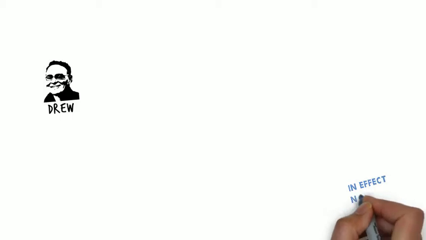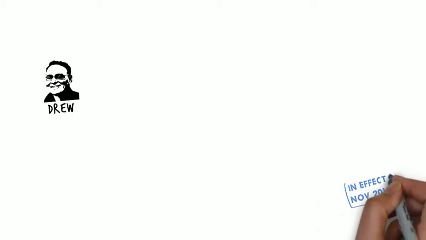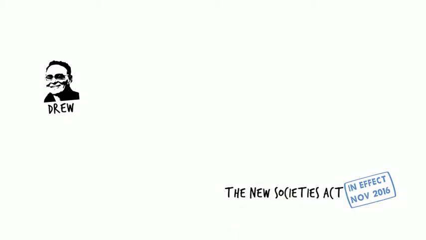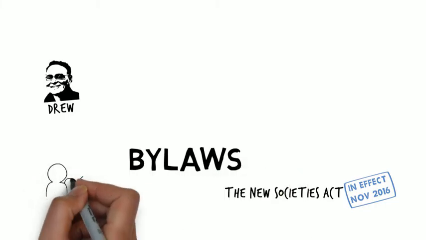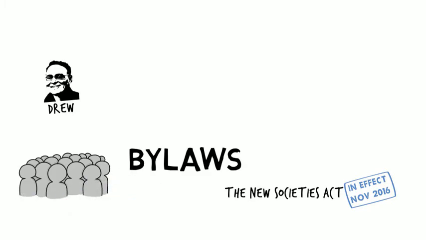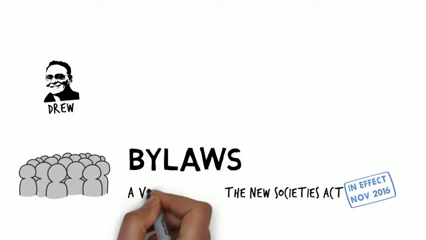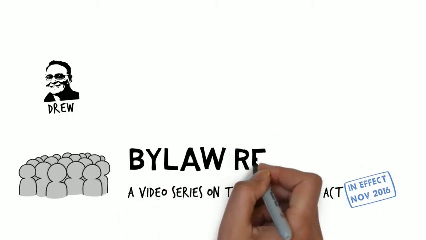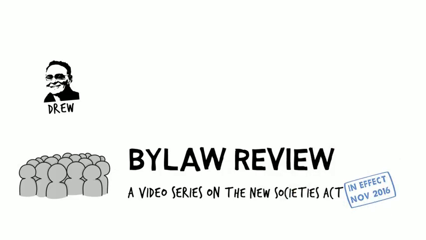As of November 28, 2016, there's a new law in BC that affects nonprofit societies across the province. This law, the Societies Act, has implications for the bylaws of nonprofit societies. A society's bylaws set out the rules for governing and operating the society, such as the conduct of meetings and the role of directors. Another video in this series covers the steps involved in conducting a review of your society's bylaws for compliance with the new Societies Act.